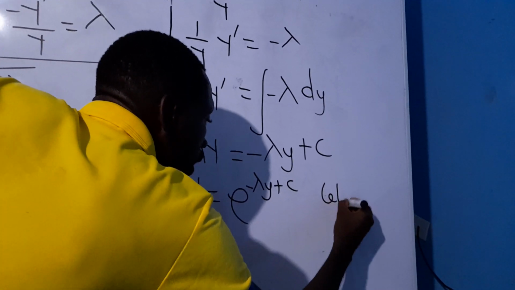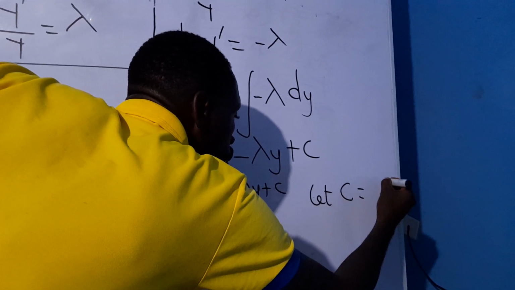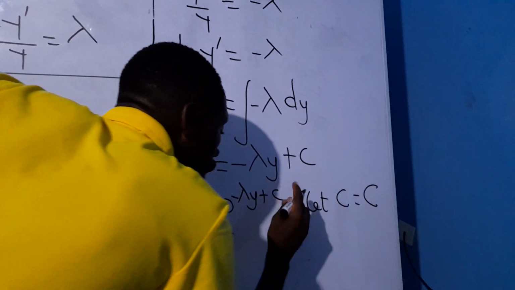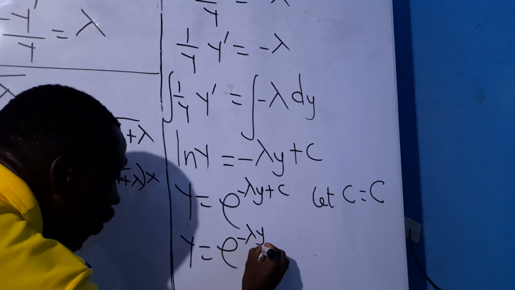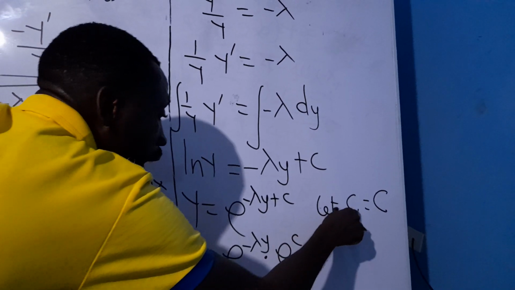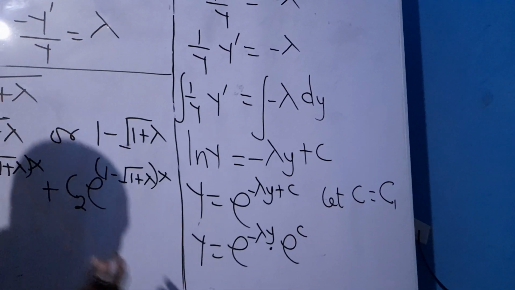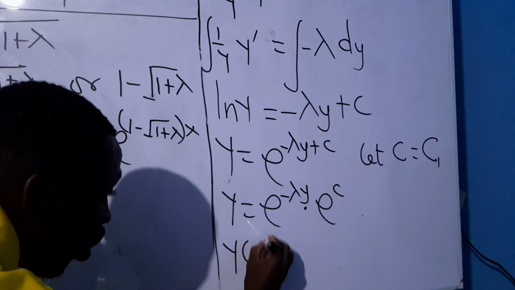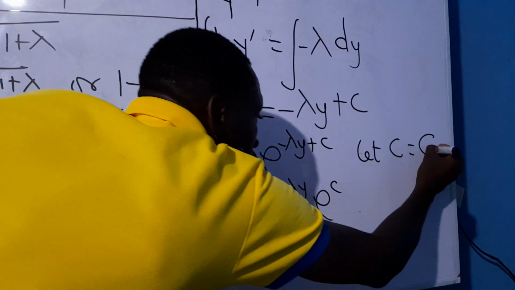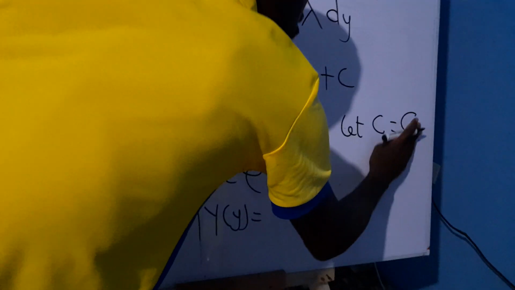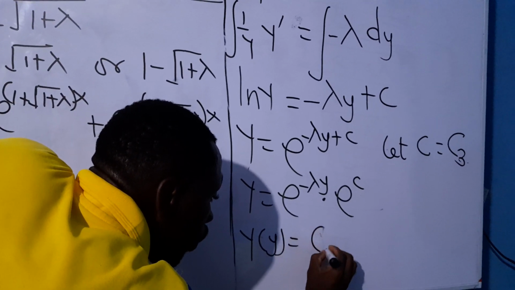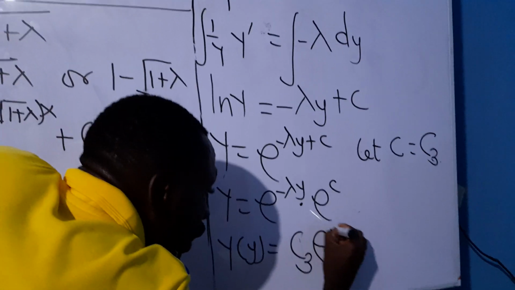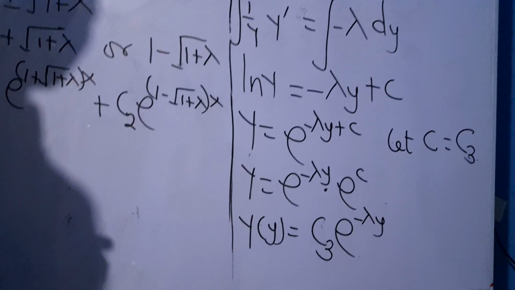We can rewrite this first. So y will be equal to e exponent negative lambda y times e exponent c. Then we let e exponent c be equal to capital C1. Since we have C1, C2 here, we let this be C3. So we have C3 e exponent negative lambda y. Then this becomes our function of y.